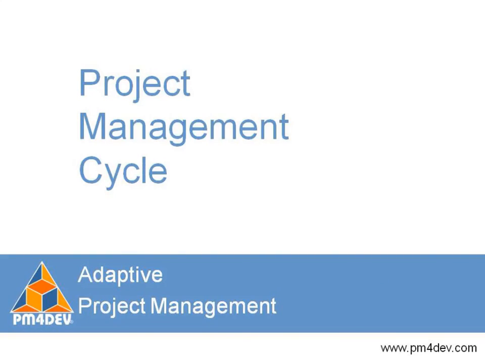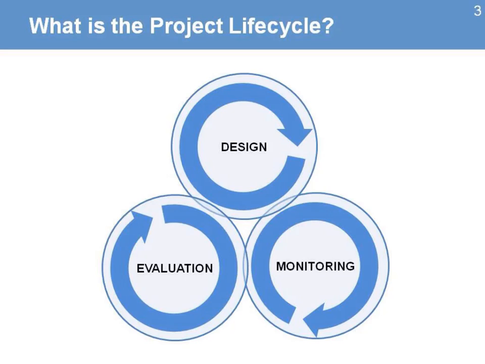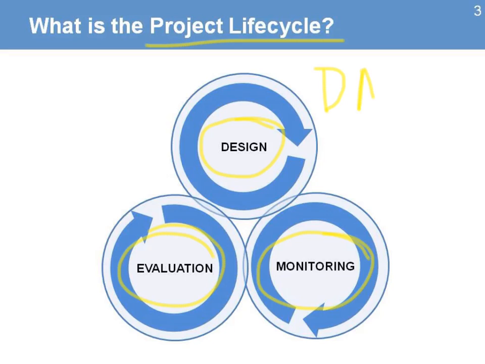The project management cycle. What is the project life cycle? One of the first understandings that we need to have in this course is that there's a difference between the project life cycle and the project management life cycle. We're going to look first at the project life cycle, and it usually consists of three major phases. There is a design phase where you design all the elements of the project, the monitoring phase, and the evaluation phase. This is usually known as the design, monitoring, and evaluation cycle of the project.